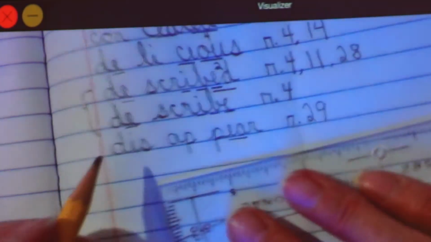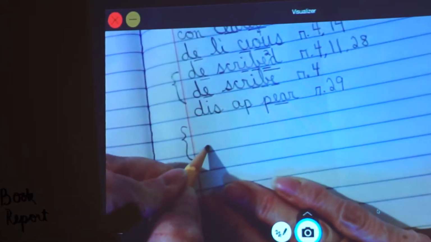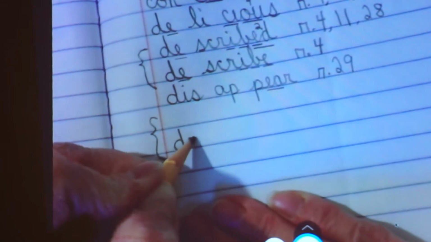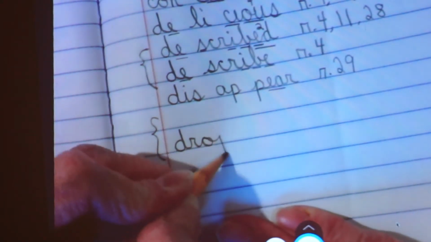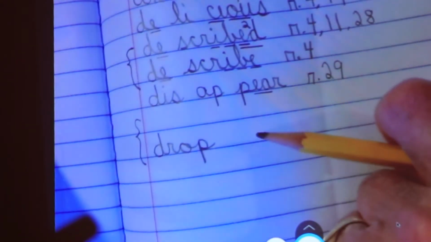Okay, now we've got two cousins after that. So skip one line. Very short one. The word is drop. D-R-O-P. Drop. Write it and say it. That's a super easy one. No rules, no markings on that word.